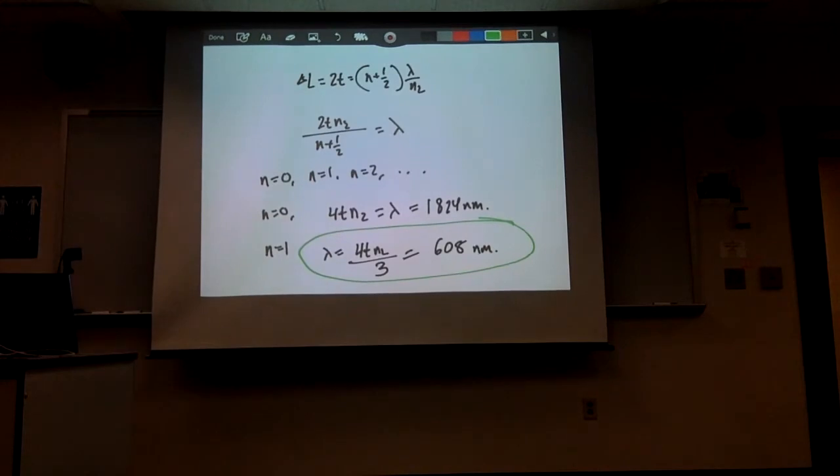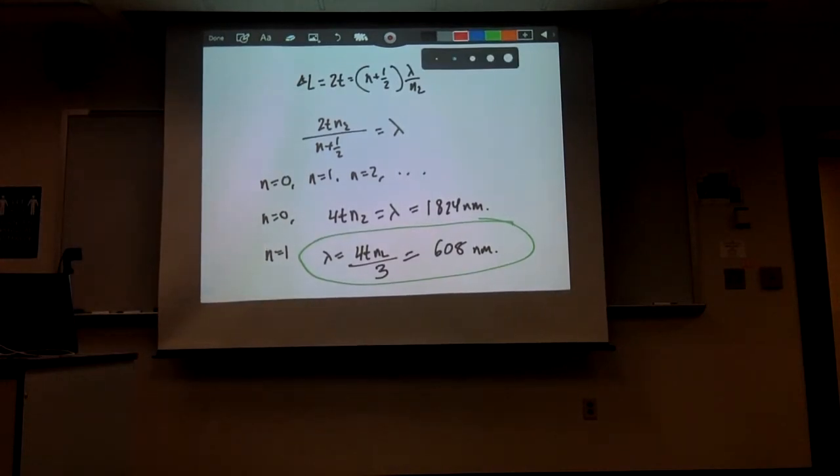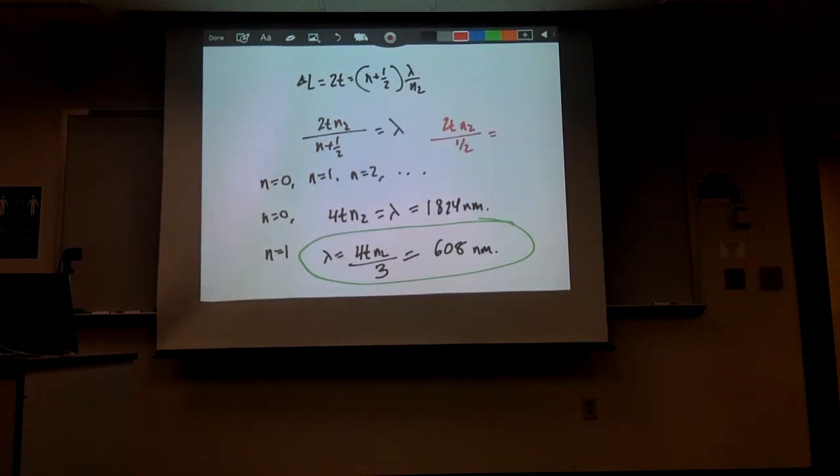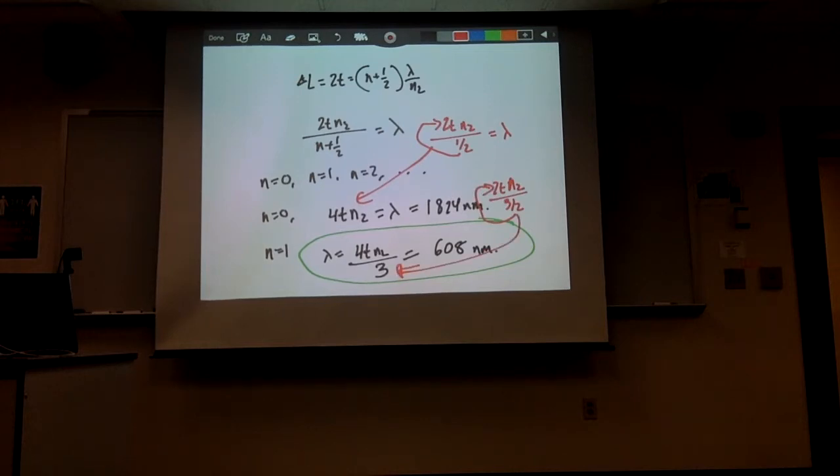Oh, good. So let's write all that up. In this case, if I have n is equal to 0, this gives me 2 times t times n2 divided by 1/2 is n equal to lambda. But this is a 1 over, which means the 2 moves to the top, which then gives me this expression. For this one, I have 2t times n2 divided by 3/2. The same thing, this is a 1 over, which means the 2 moves to the top, which then gives me this expression. So it was there. I just did a whole bunch of steps of algebra, just the confusion. I like it. Everybody's okay?